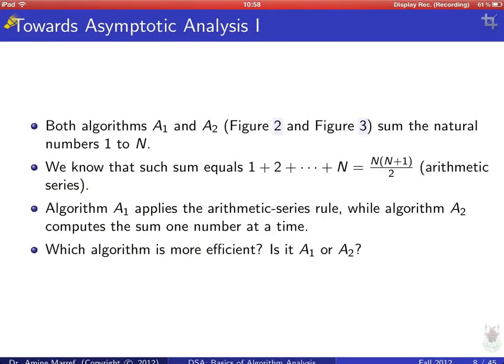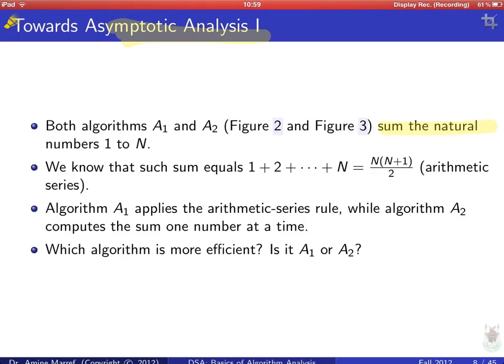Now, we want to know which of these algorithms is effective. Do you all agree that these algorithms are equivalent? They do the same thing. Now, which of the two is more efficient than the other? Right, the first one is more efficient. Yes. Okay, it's more efficient. We will explain it later. The first one takes constant execution time.